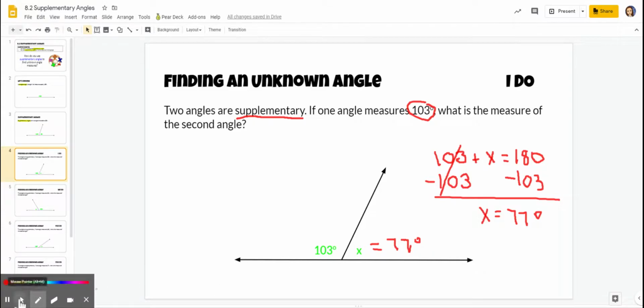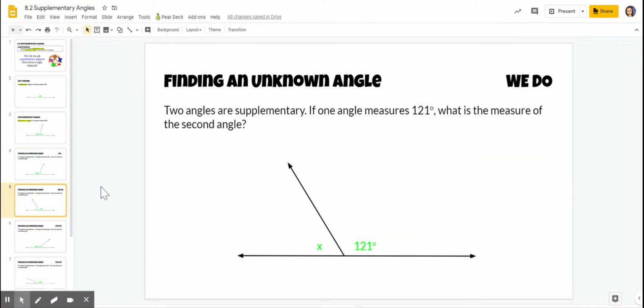Let's take a look at another one. This one says again, two angles are supplementary. If one angle measures 121 degrees, what is the measure of the second angle? You can see we've labeled 121 here, and we've labeled this x because we're not sure what it is yet. Go ahead and see if you can write an equation that would help us to find the measure of this missing angle.